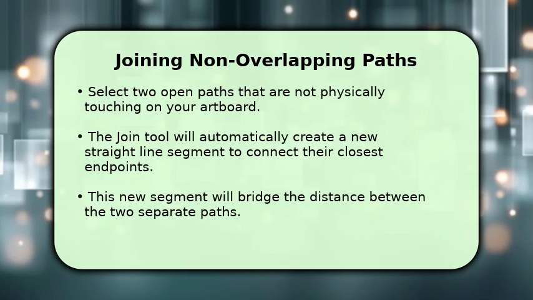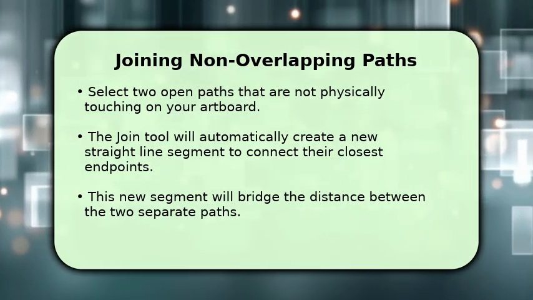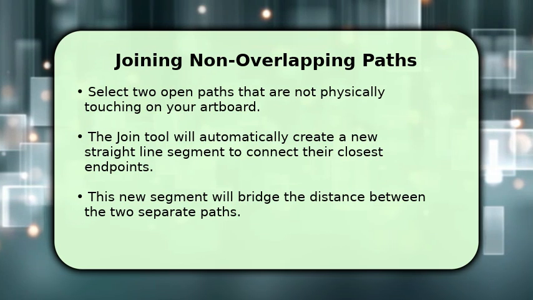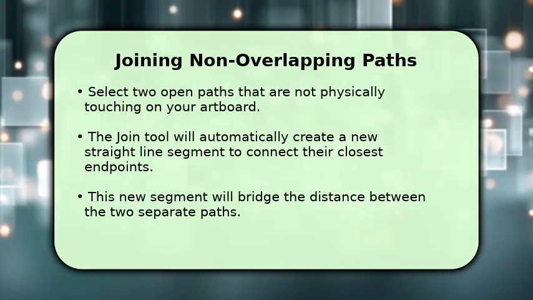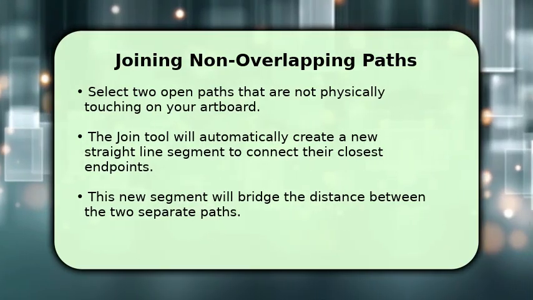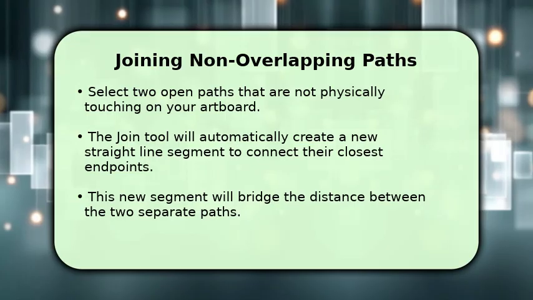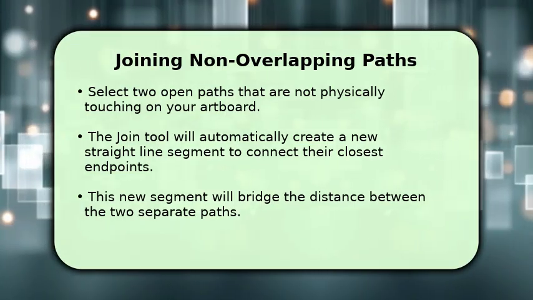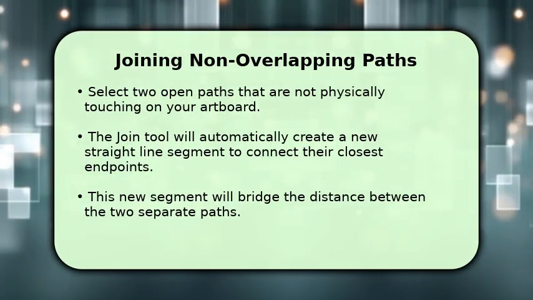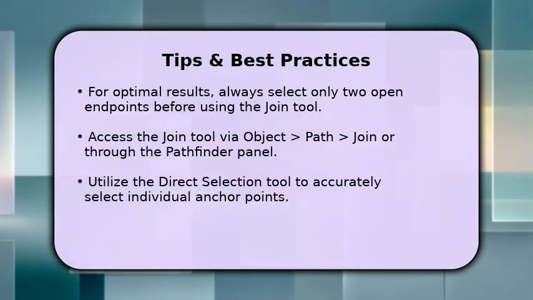Even if your paths are not touching, the Join tool can still connect them. Simply select the two open paths, and Illustrator will generate a new, straight line segment to bridge the gap between their closest endpoints. This is incredibly useful for connecting disparate elements or quickly closing large breaks in your vector artwork, maintaining clean lines throughout. Here are some key tips for mastering the Join tool.